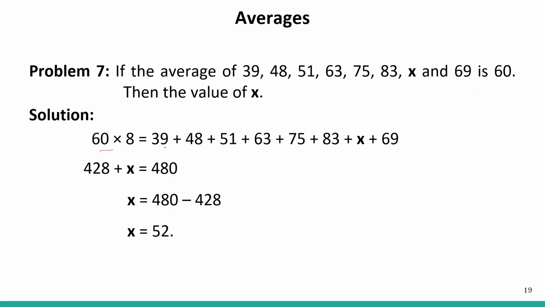So 60 into 8 is equal to what? 39 plus 48 plus 51 plus 63 plus 75 plus 83 plus x plus 69 is equal to 428 plus x, which is equal to 480, right? So x is equal to 480 minus 428. So x is equal to 52, which is the correct answer.